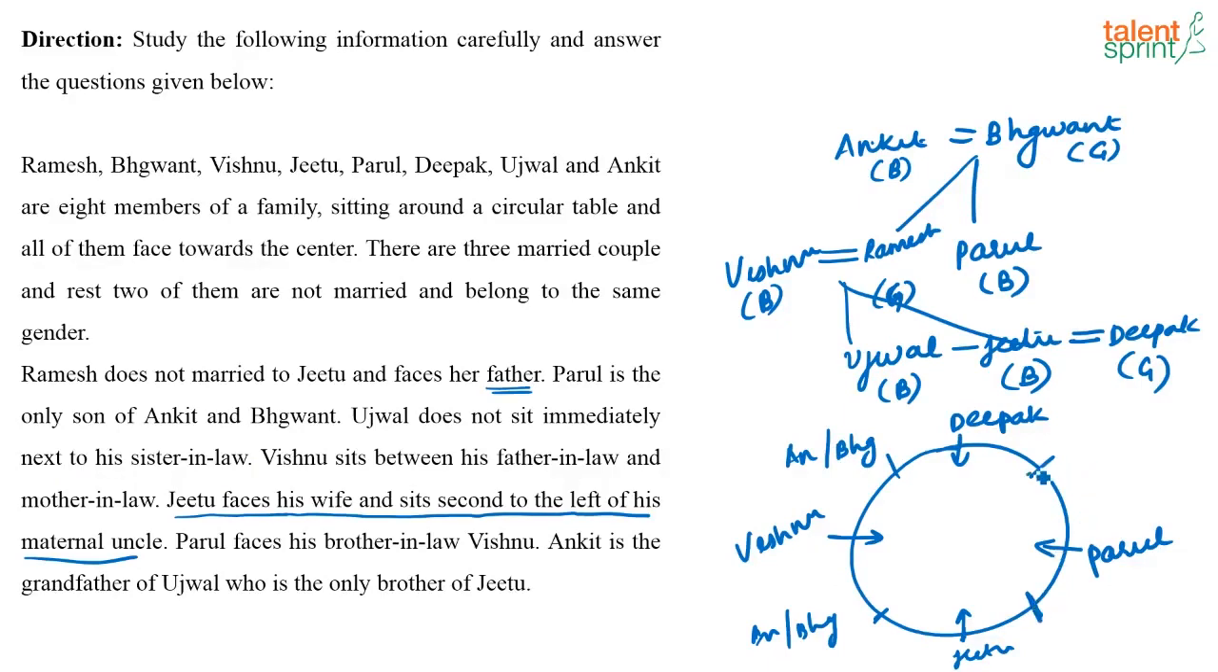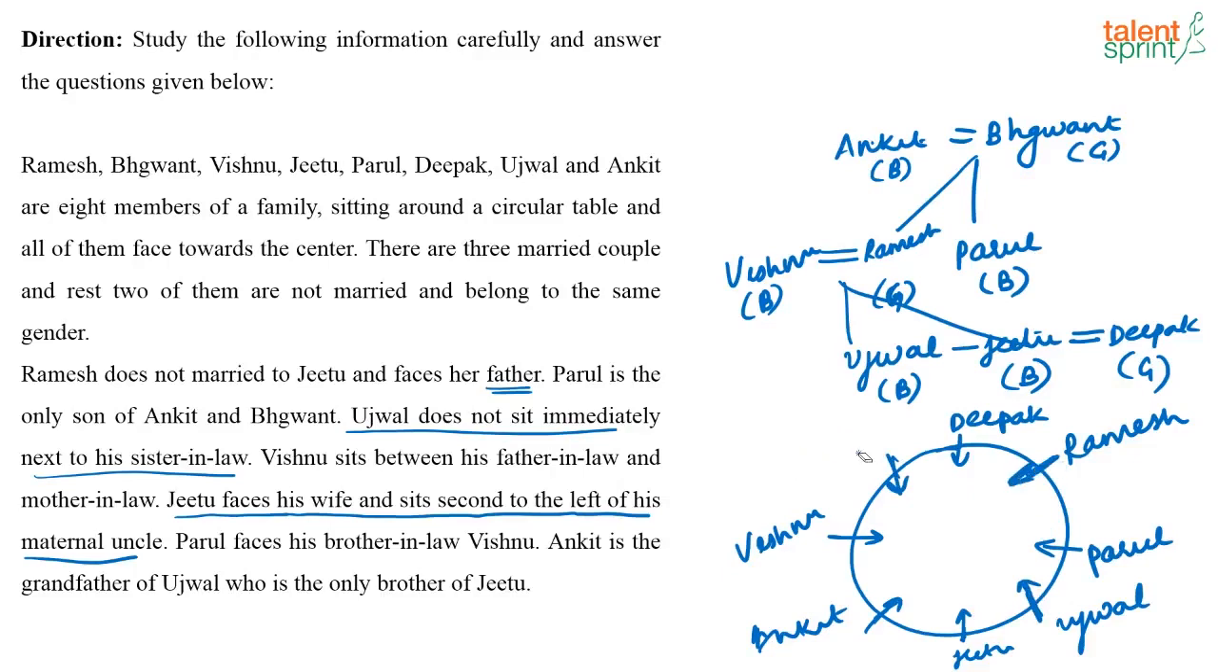Now, these two places have to be filled by Ujjwal and Ramesh. Again, we don't know who will come where. But they have very clearly given that Ujjwal does not sit next to his sister-in-law. Deepak is Ujjwal's sister-in-law. So, Deepak is here, so this cannot be Ujjwal. So, this has to be Ujjwal, and this has to be Ramesh. Since Ramesh is sitting opposite to her father, this has to be Ankit, and Bhagwant has to be this. So, this is going to be your final arrangement.